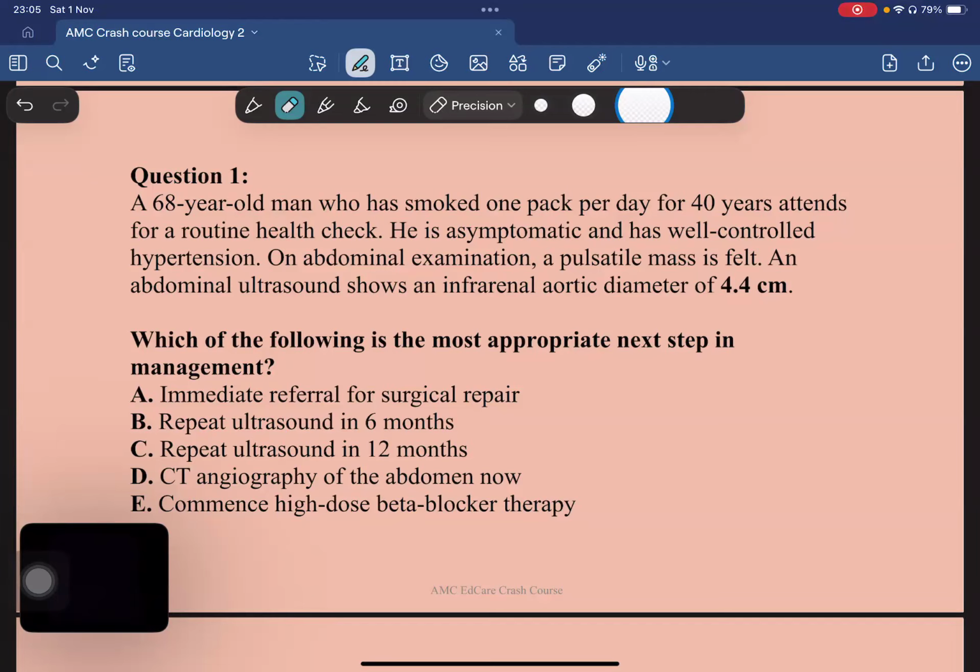A 68-year-old man who has smoked 1 pack per day for 40 years attends for a routine health check. He is asymptomatic and has well-controlled hypertension. On abdominal examination, a pulsatile mass is felt. An abdominal ultrasound shows an infrarenal aortic diameter of 4.4 centimeters. So this is why I said it's very important to know the table. They would just directly give you the numbers. Which one of the following is the most appropriate next step in management? Immediate referral for surgical repair, repeat ultrasound in 6 months, repeat ultrasound in 12 months, CT angiography of the abdomen now, commence high dose of beta blocker therapy.